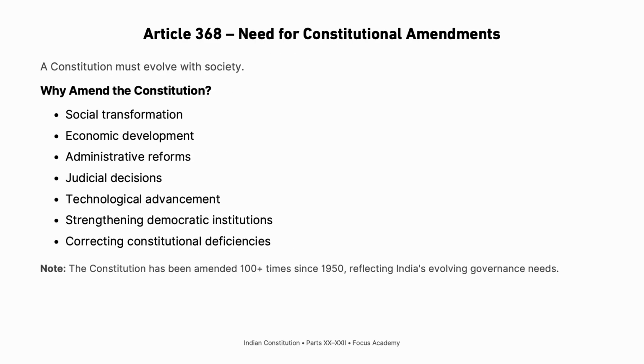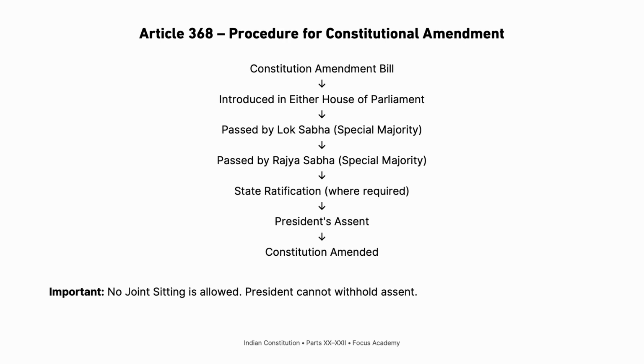Now this is why we need constitutional amendment. Social transformation, economic development, administrative reforms, judicial decisions, technological advancement, strengthening democratic institutions, and correcting institutional deficiencies. So these are the 7 points that you can use if they ask you a question as to why constitutional amendment is necessary. Okay. Now this is the procedure for constitutional amendment.